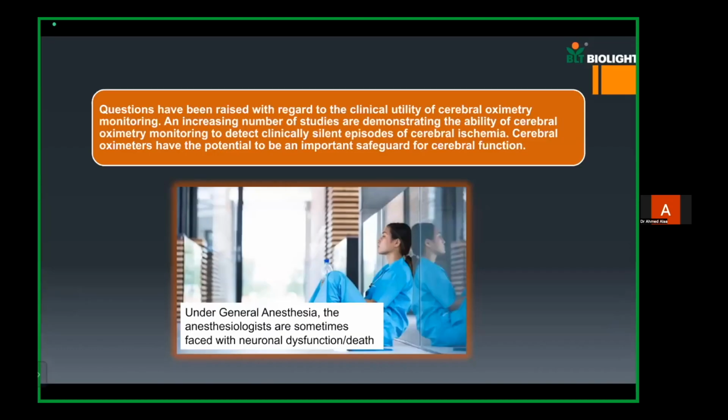Questions have been raised with regard to the clinical utility of cerebral oximetry monitoring. An increasing number of studies are demonstrating the ability of cerebral oximetry monitoring to detect clinically silent episodes of cerebral ischemia. Cerebral oximeters have the potential to be an important safeguard for cerebral function.